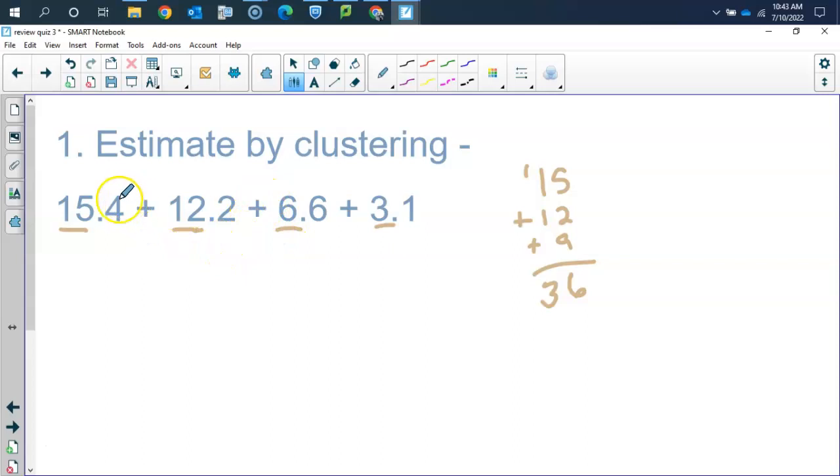Then let's look at the decimal parts. 0.4 and 0.6 are 1. So that'll make one more over here. So we're at 37. These two are both small. We're just going to ignore those. So 37.0 would be our estimate by clustering or grouping them together.